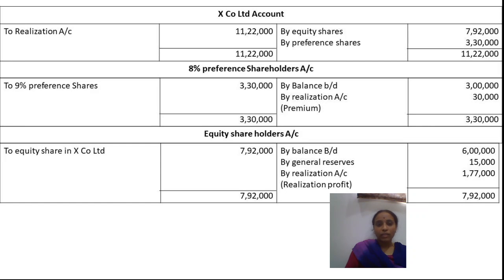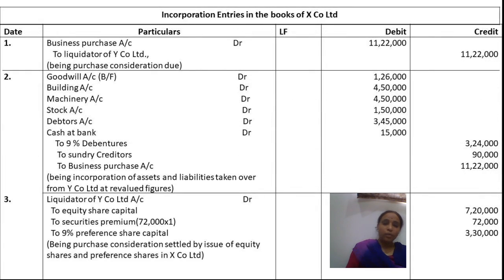The equity shareholders account also we are going to prepare. On the left side we take to equity shares in X Company Limited, 7 lakh 92,000, which is issued in the form of equity shares. The balance brought down of equity shares in the balance sheet is 6 lakh, by general reserve 15,000, and realization profit is 1 lakh 77,000. So the total is 7 lakh 92,000, which will close. So these are the ledger accounts to be prepared in the books of Y Company Limited, which is the transferor company.